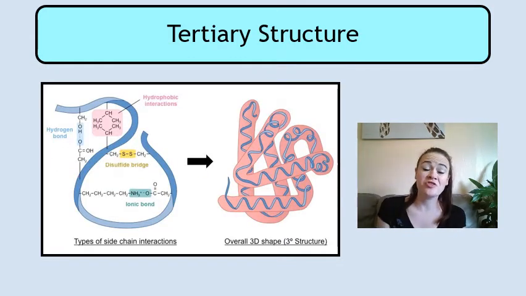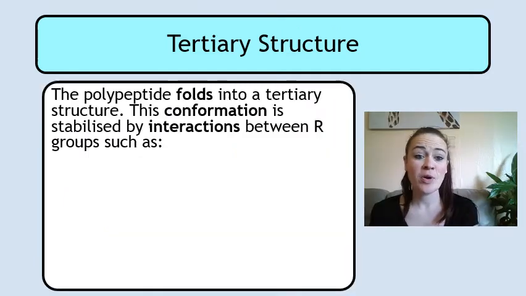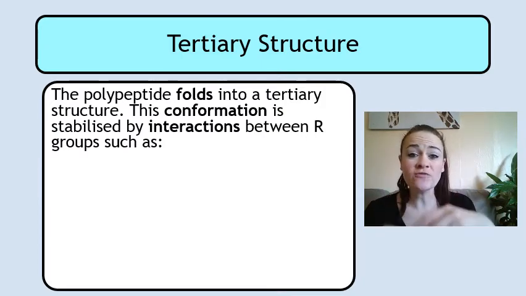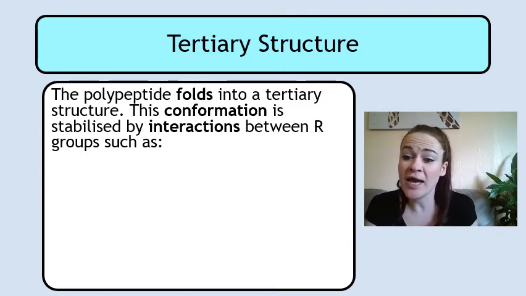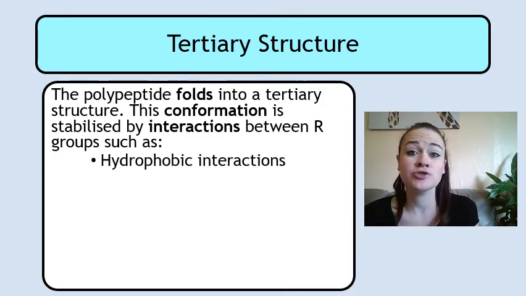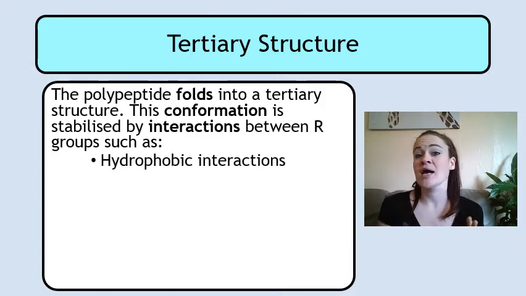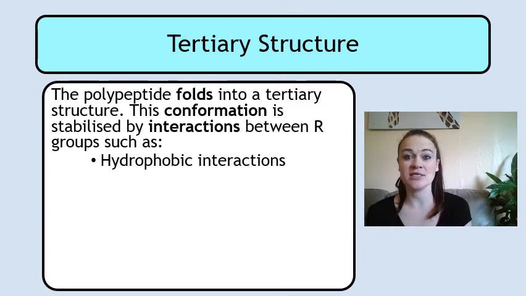We're now going to look at the third level of organisation of proteins, the tertiary structure, and this is all about folding. When our polypeptide chain folds, it's due to interactions between different R groups. Now, we've only really spoken about hydrogen bonds as an interaction, but in actual fact, there's quite a few other ones. There's hydrophobic interactions. So remember, we've got some R groups that are polar and they love water, and we've got other R groups that are hydrophobic and really dislike water.